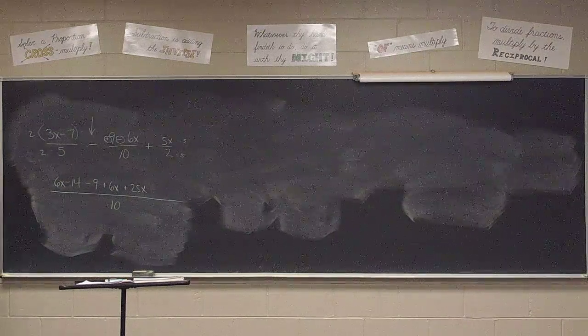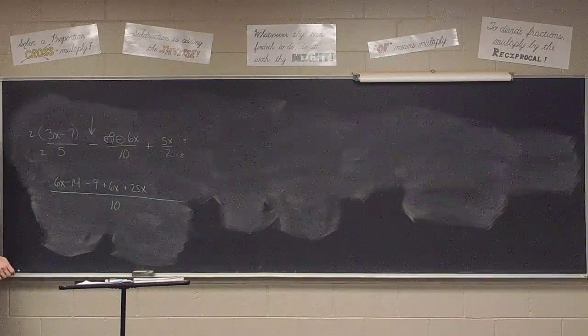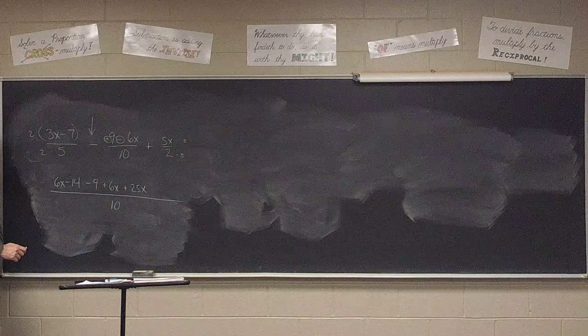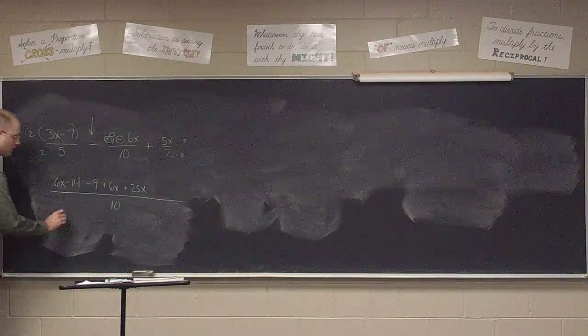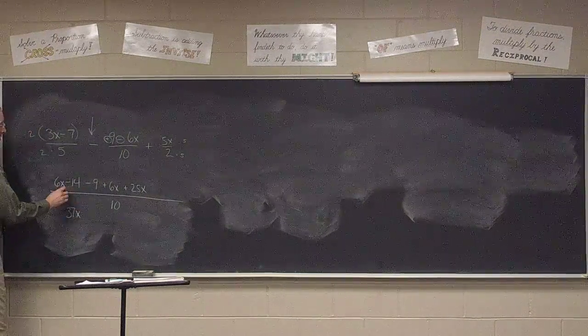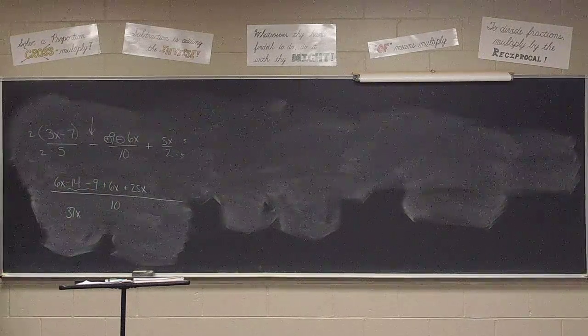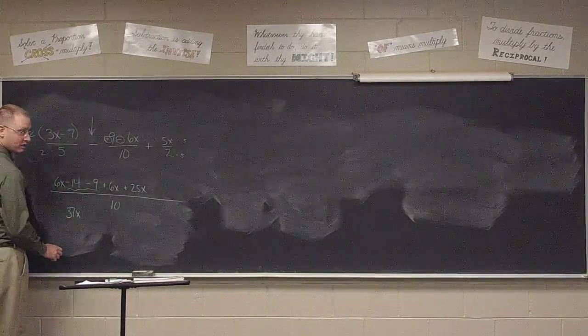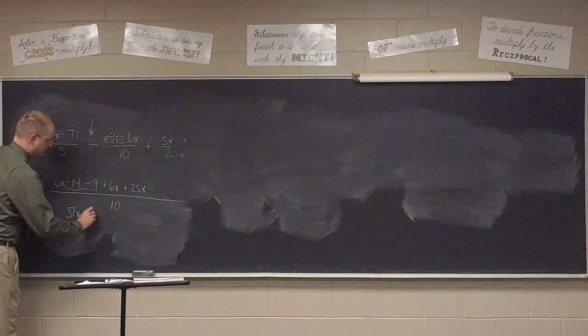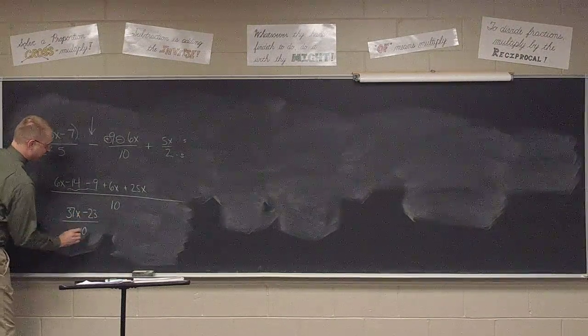Combine all the x's together to get what, class? 37x. We combine our nothings to get our constants, would be a better way to put it. More mathy sounding. Negative 23. All over 10.